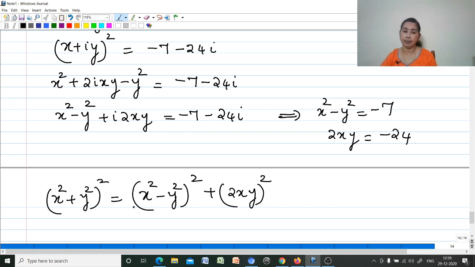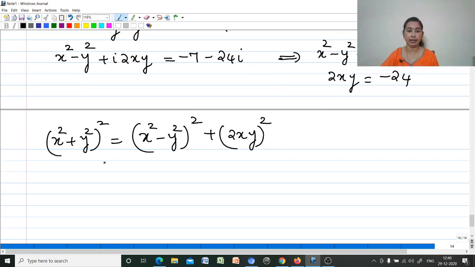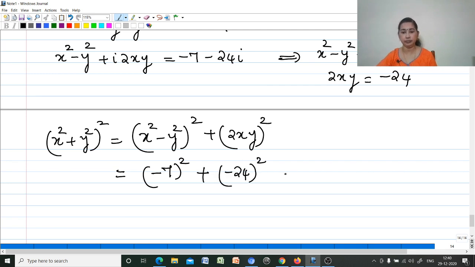So if you are applying this identity, we can get what x square plus y square is. And if you are solving those two, we can get the answer. For that we are applying it here. So this is minus 7 whole square plus 2xy is minus 24 whole square. That is equal to 49 plus 576, which is equal to 625. So x square plus y square whole square is 625.